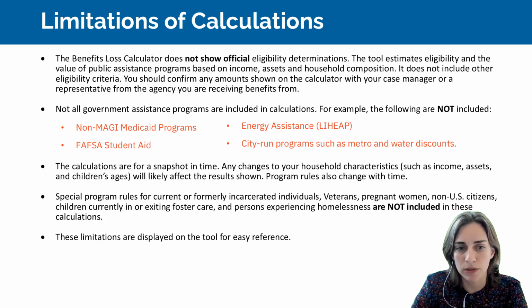For example, the following are not included: non-MAGI Medicaid programs, LIHEAP, FAFSA student aid, city-run programs, Just Metro, and water discounts. Further, the calculations are for a snapshot in time. Any changes to your household characteristics, such as income, assets, and children's ages, will likely affect the results shown. Program rules also change with time. Special program rules for current or formerly incarcerated individuals, veterans, pregnant women, non-U.S. citizens, children currently in or exiting foster care, and persons experiencing homelessness are not included in the calculations. Again, these limitations are displayed on the tool for easy reference.